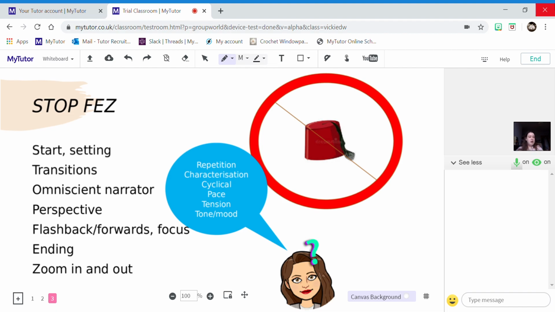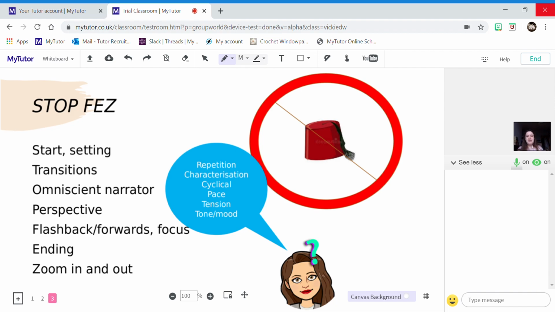Pace, so how quickly or slowly something is happening. Tension, so are we feeling tense? Is something going to happen? Is it good? Is it bad? And why is that happening? Why is that important for the reader? Tone and mood, so have we got something that's happy, that's sad, that has a sense of danger to it, that has a sense of excitement, something along those lines.